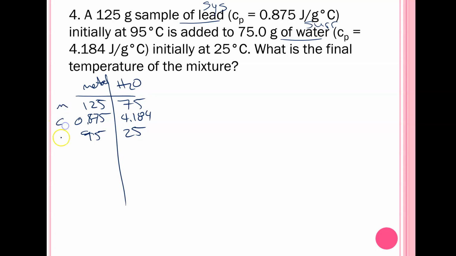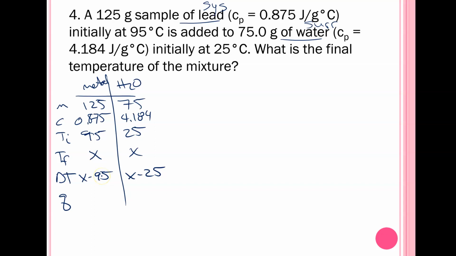So this is MC, TI, TF, delta T, and Q. I don't know what the final temperature is, but I know that if they've been sitting together long enough, they've had enough collisions between them that the temperature final for the metal is going to match the temperature final for the water. So to do delta T, you take TF minus TI: X minus 95, and X minus 25. But we got to solve for X.